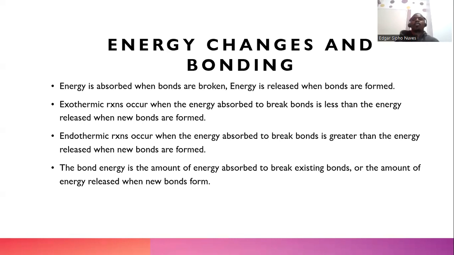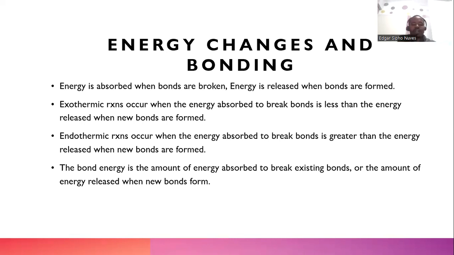Exothermic reactions occur when the energy absorbed to break bonds is less than the energy released when new bonds are formed. And endothermic reactions occur when the energy absorbed to break bonds is greater than the energy released when new bonds form. So when you're dealing with an endothermic reaction, you will find that the energy absorbed to break bonds must be greater than the energy released when new bonds form.